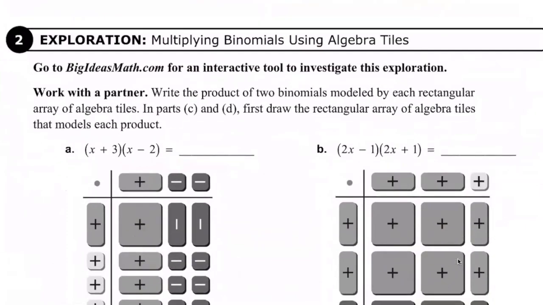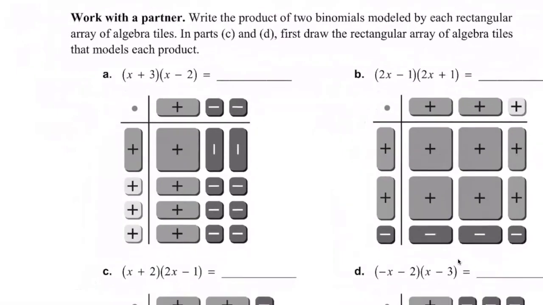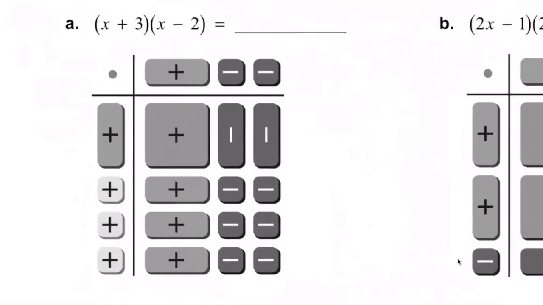Moving on to page 210. So now this is where we're actually going to start multiplying things together. So you're going to see we have x plus 3. So this is our x plus 3. And then we have our x minus 2.